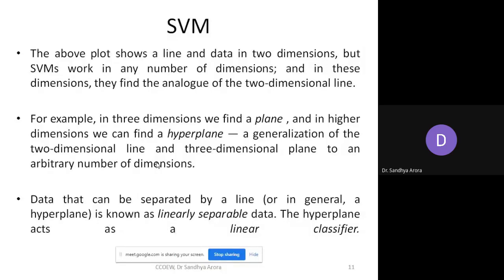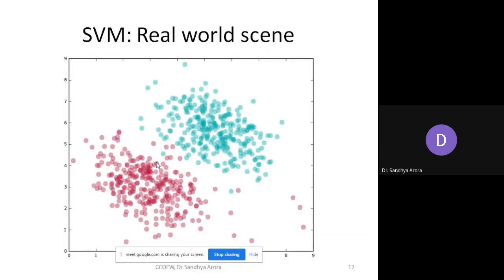SVM also works for non-linear data items, but it doesn't work directly. It maps data items to some other dimension. It applies the trick of kernel for non-linearly separable data items. Now just have a look at this.